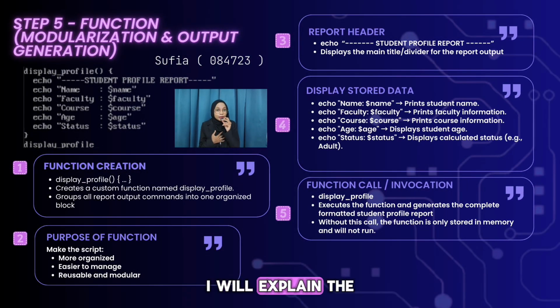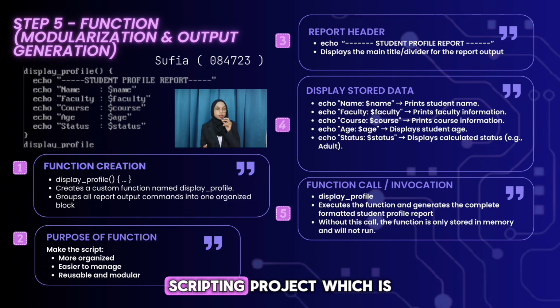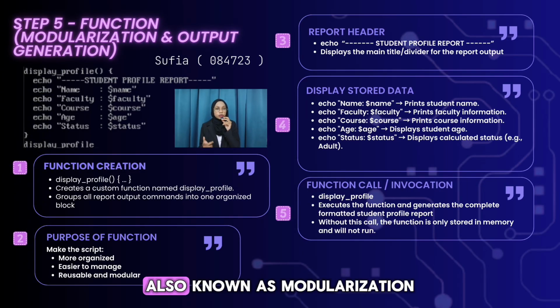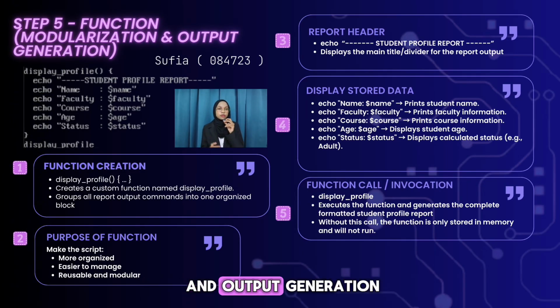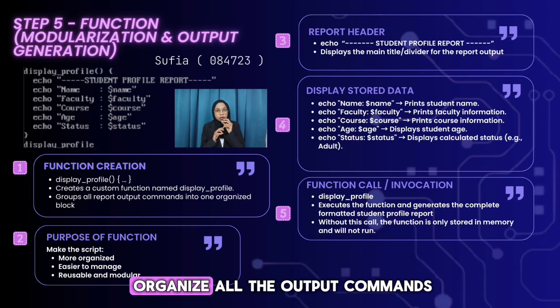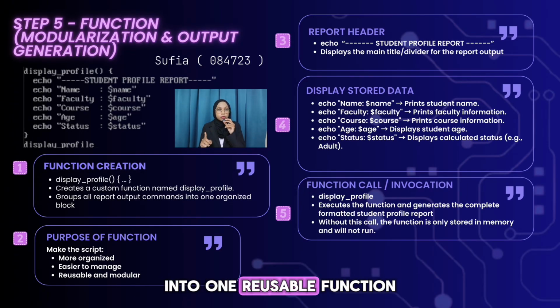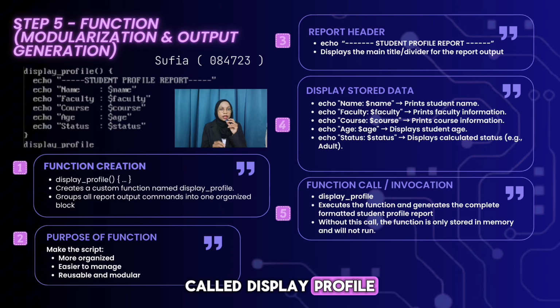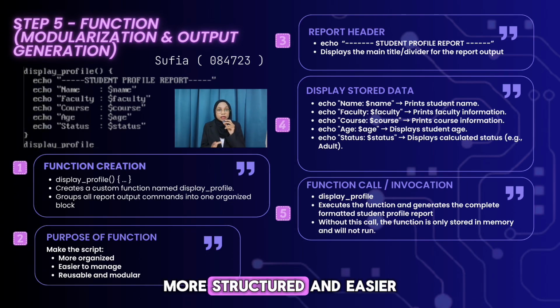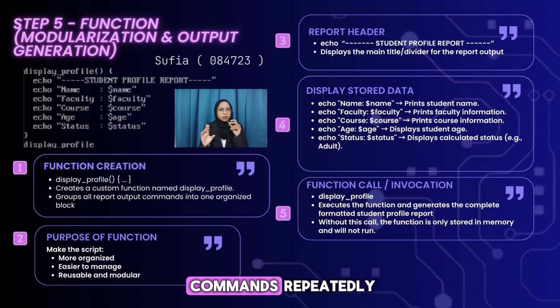Right now, I will explain the final part of our shell scripting project, which is step 5, function, also known as modularization and output generation. In this section, we organize all the output commands into one reusable function called display_profile. This helps make the script cleaner, more structured, and easier to manage instead of writing repeated commands regularly.